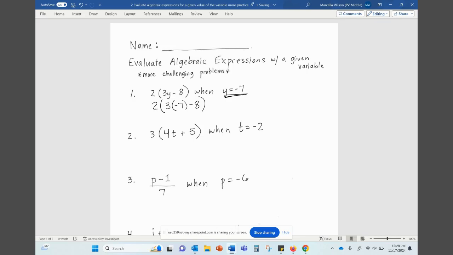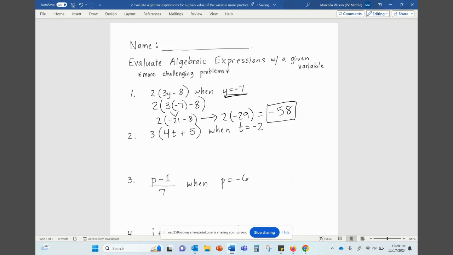So we do 3 times -7 first, which is -21. So now I rewrite the whole thing, what I have so far. And now what is -21 minus 8? This becomes 2 times -29. And then if you put 2 times -29 into your calculator, you are going to get -58. That is your answer.